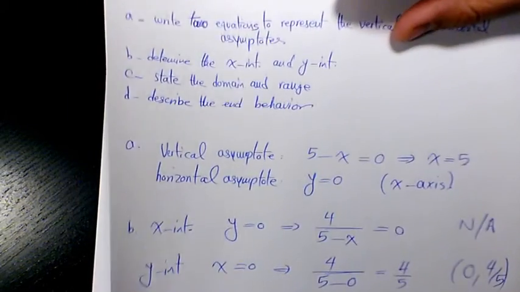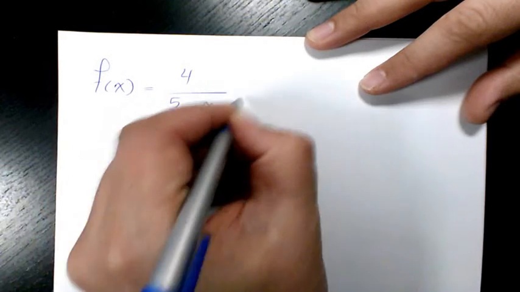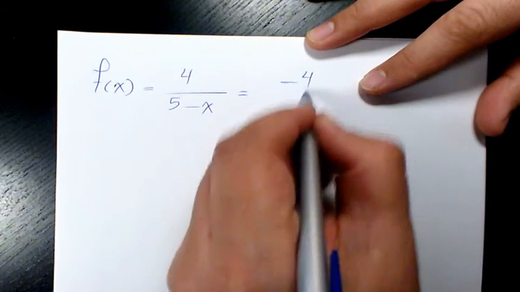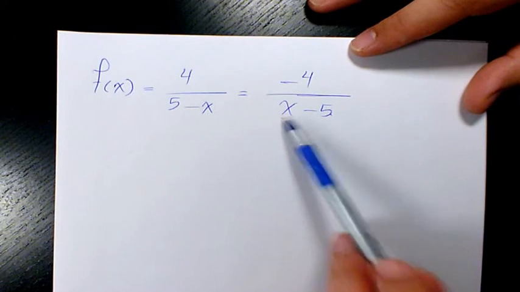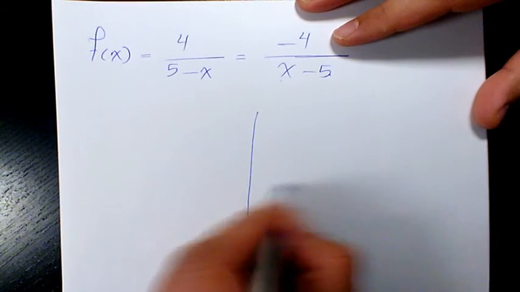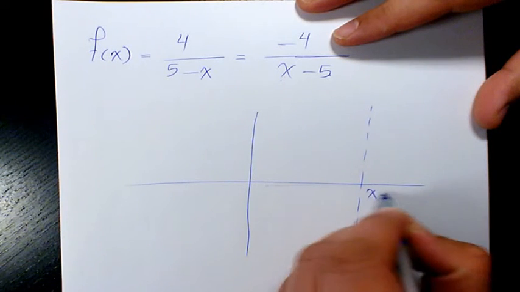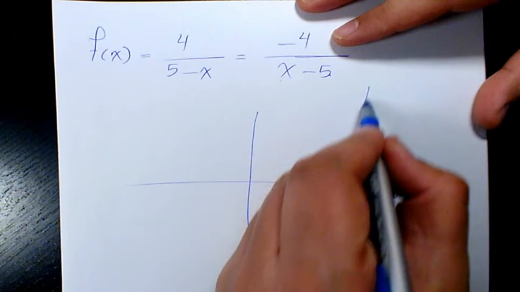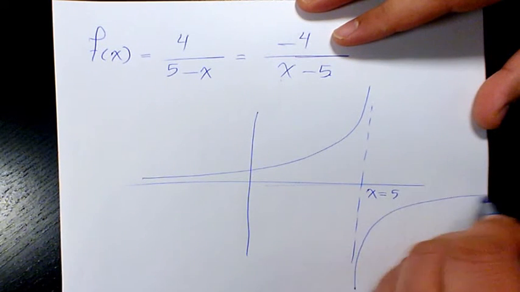Let's find the end behavior. Since this function is 4 over 5 minus x, we can rewrite it as negative 4 over x minus 5, because I want the leading coefficient to be positive. So then when you graph it, it's going to be something like this.